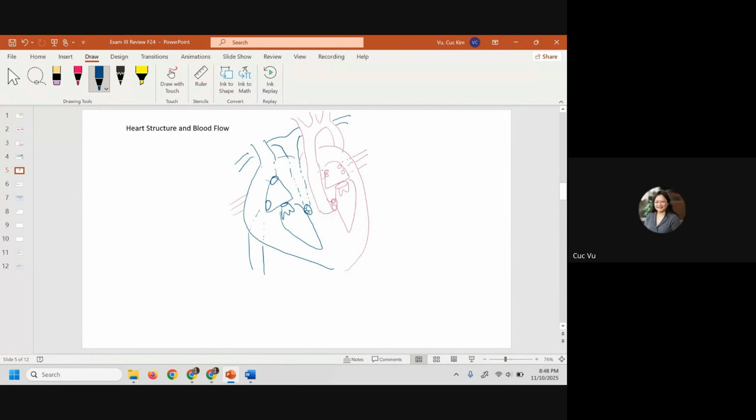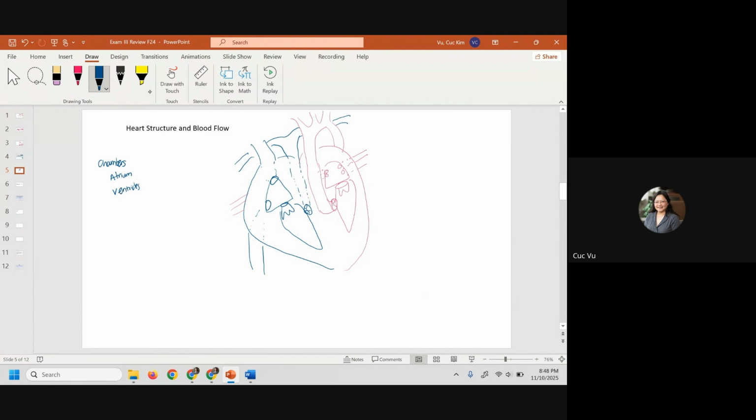So when you do this, it's nice to divide them up into parts. You've got the chambers first, and it's alphabetized. So 2 on the top and 2 on the bottom. What are the top ones called? Atrium. Bottom? Ventricles.